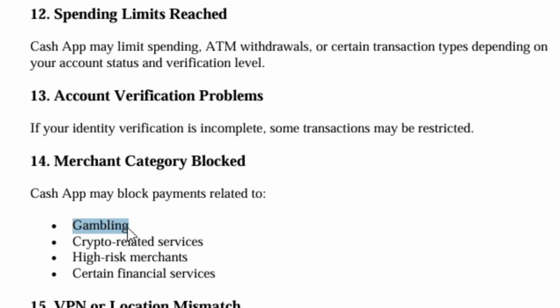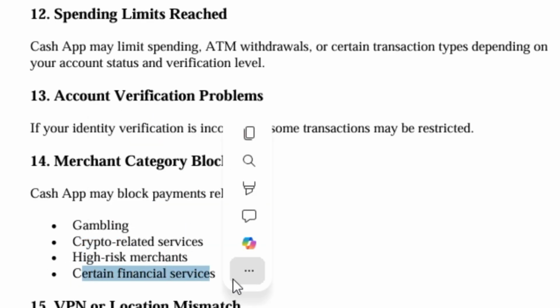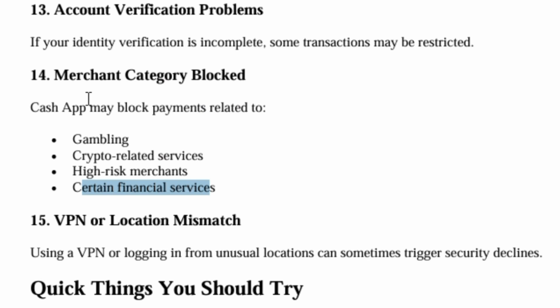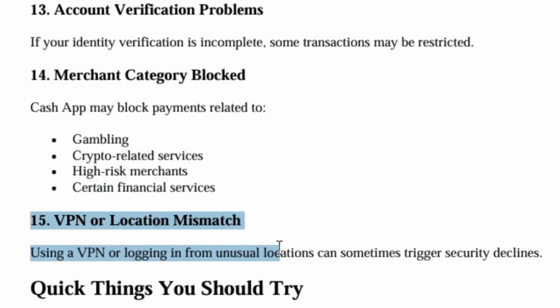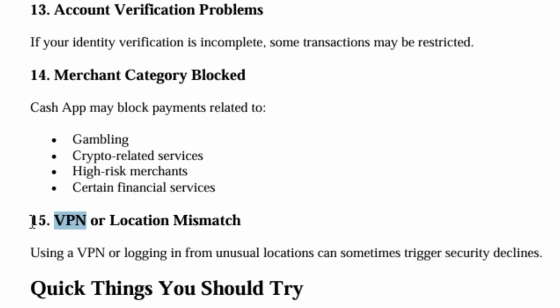Examples include gambling services, crypto-related services, high-risk merchants, and certain financial services. So keep this in mind as well. Apart from this, whenever you log into your Cash App account, if you are using a VPN, your activity may look suspicious, and because of that, your transaction can also get declined.